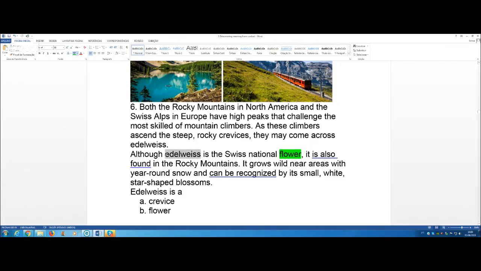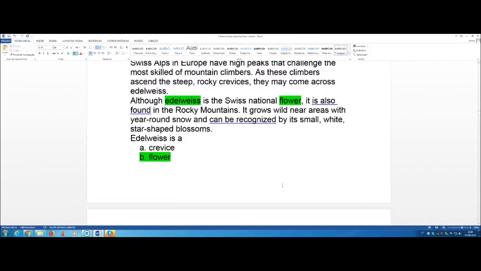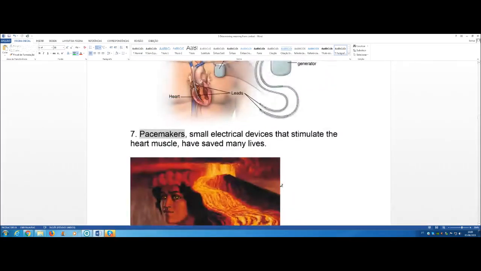Once you learn how to read the English language, it becomes much easier. Pacemakers, a small electric device that stimulates the heart muscle, have saved many lives. Look, it's an appositive after the word pacemaker, so it's giving me the definition of the word. What are pacemakers? Small electrical devices that stimulate the heart muscle.